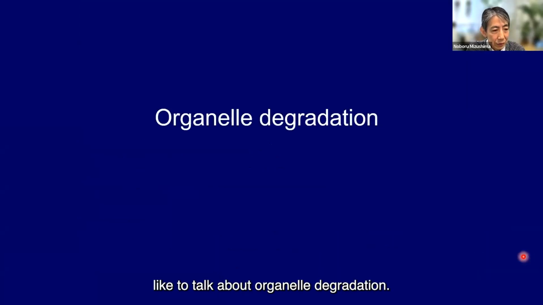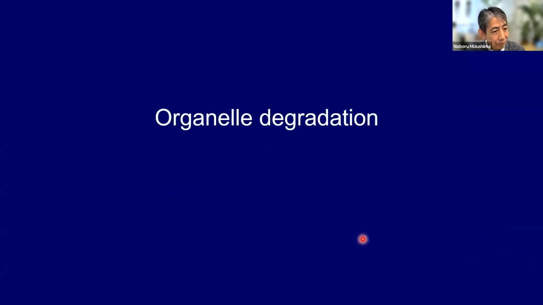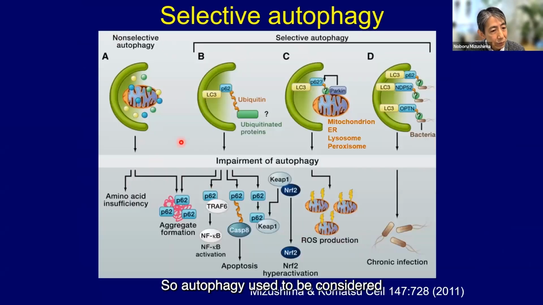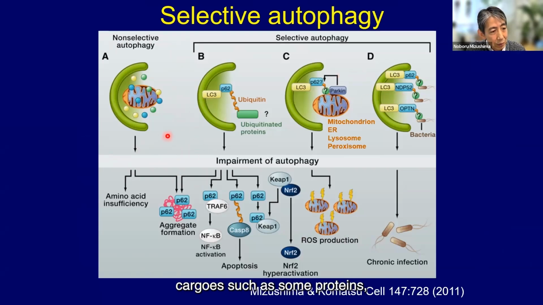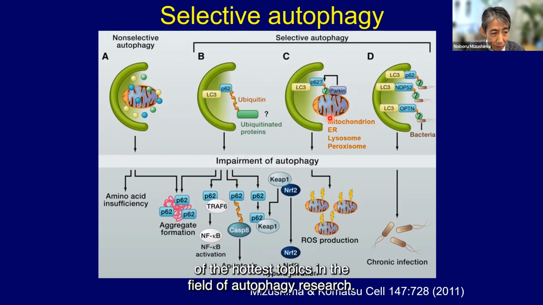Now I'd like to talk about organelle degradation. Autophagy used to be considered a non-selective bulk pathway. But now it is very clear that autophagy can selectively recognize some specific cargoes, such as some proteins, organelles like depolarized mitochondria, the ER, and damaged lysosomes, and intracellular pathogens. In fact, organelle degradation is one of the hottest topics in the field of autophagy research.